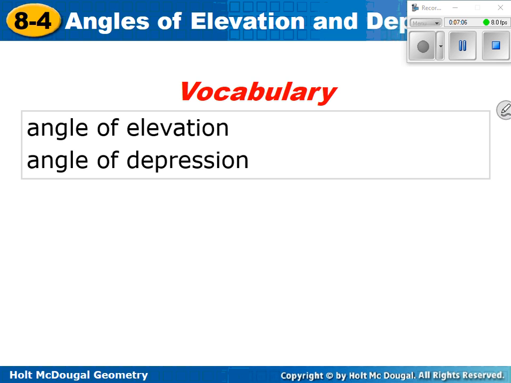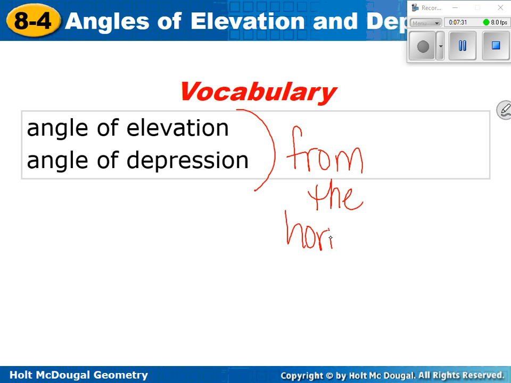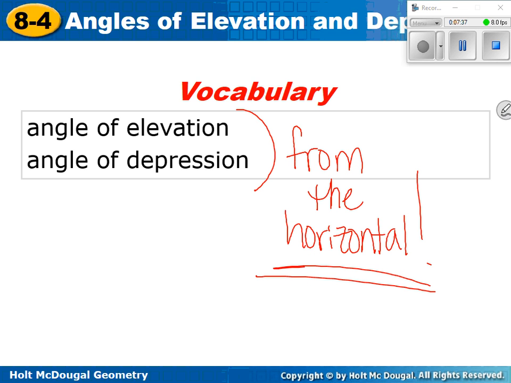When you think of elevating, what do you think of? Going up, even though elevators go up and down. But we're going to think of elevating something as raising it up. Depression is going down. Now here's the key, and I'm going to warn you, this is where most students mess up. When we talk about elevation and depression, this is going from the horizontal. This is very, very important because most students who do it wrong go from the vertical. It has to be from the horizontal up or from the horizontal down.